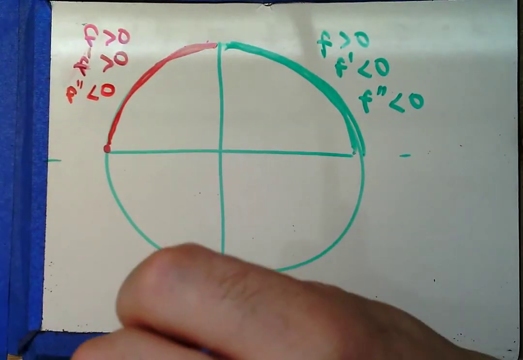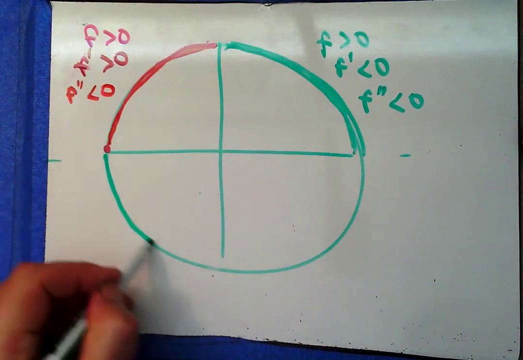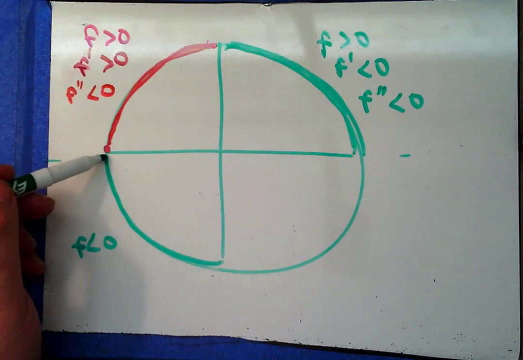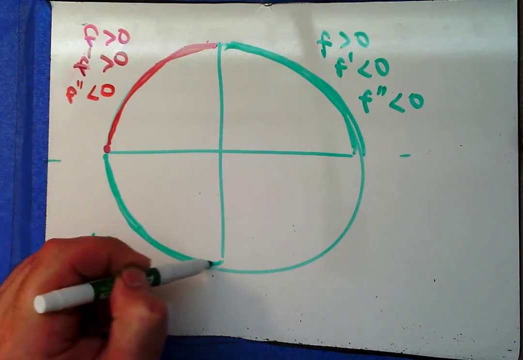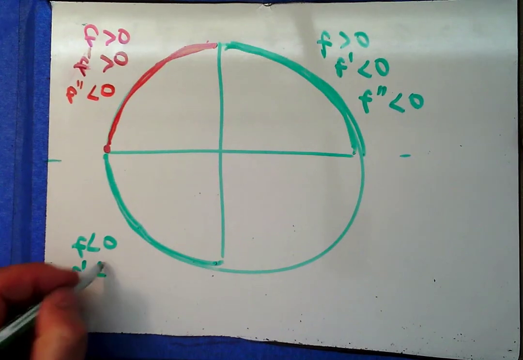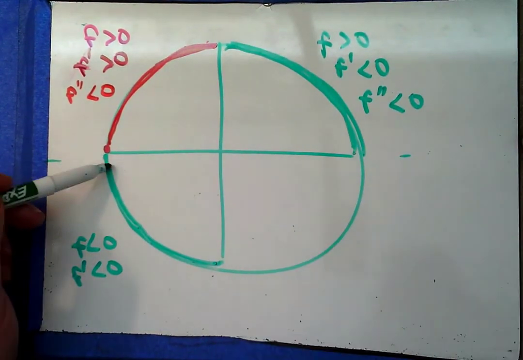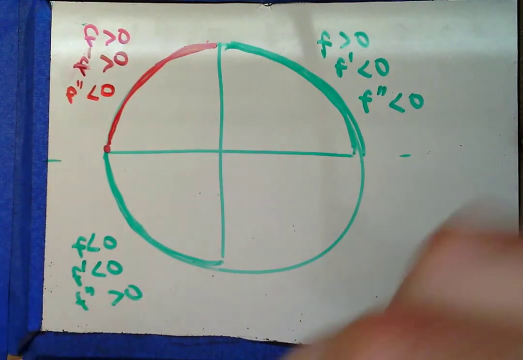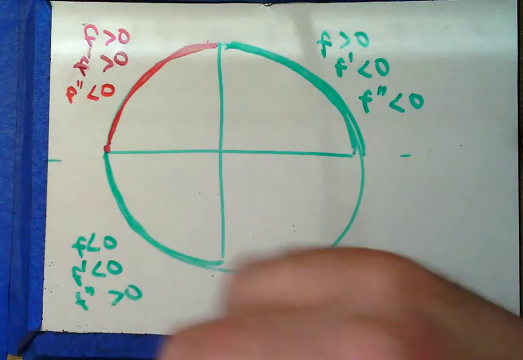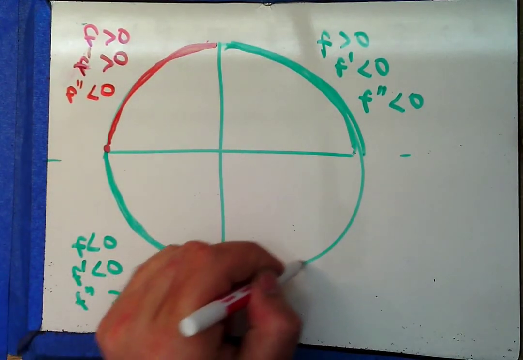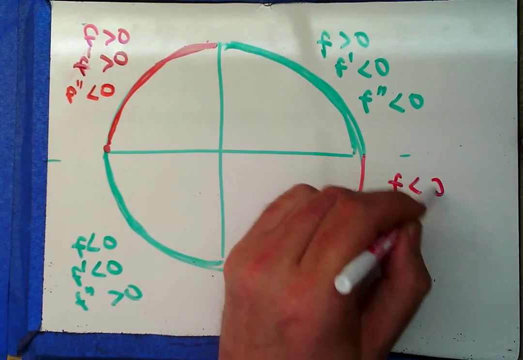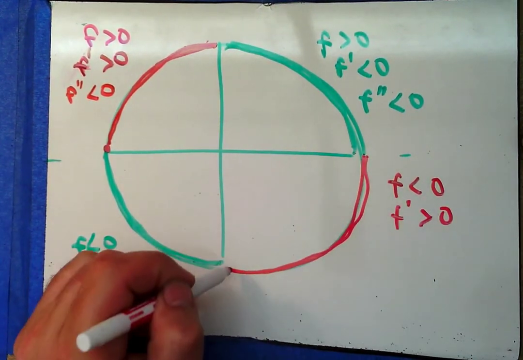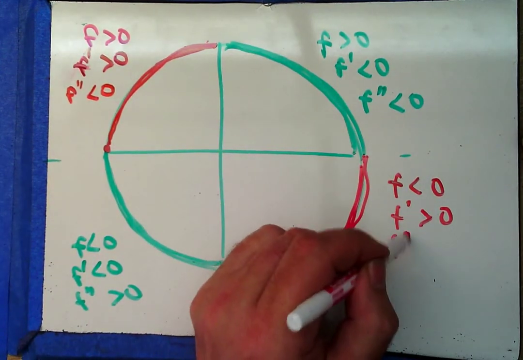In the third quadrant, the y values are now negative, so f is less than 0. My function is decreasing, so f prime is less than 0. But I'm concave up, and so f double prime must be greater than 0. And over here in the fourth quadrant, I have negative y values. I have an increasing curve, so f prime is greater than 0, and I have concave up, so f double prime is greater than 0.